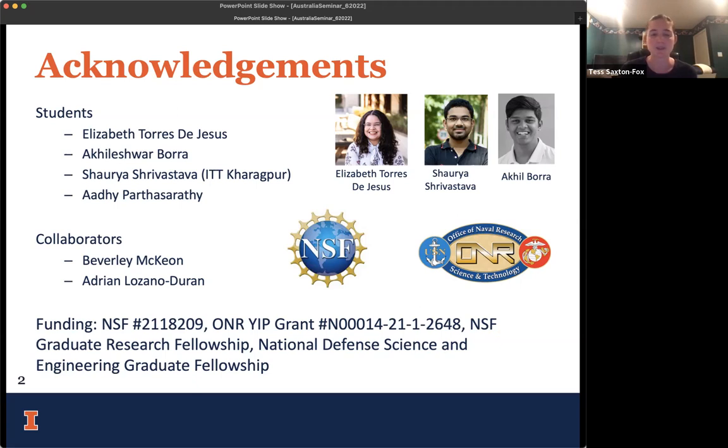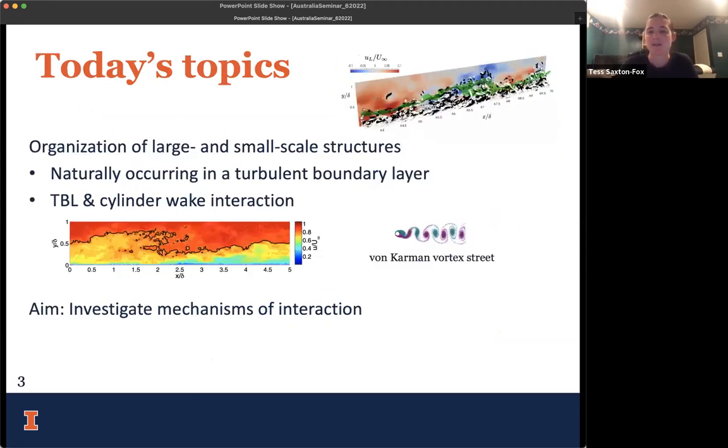Okay, so my acknowledgements are out of the way. What are we going to talk about today? I'm going to focus on large and small scale structures in a turbulent boundary layer. This is something that many people at Melbourne study, and it is generally studied by a number of people in turbulence. I'm going to look at it both as it naturally occurs in a turbulent boundary layer and also at the interaction of a turbulent boundary layer with a cylinder wake.